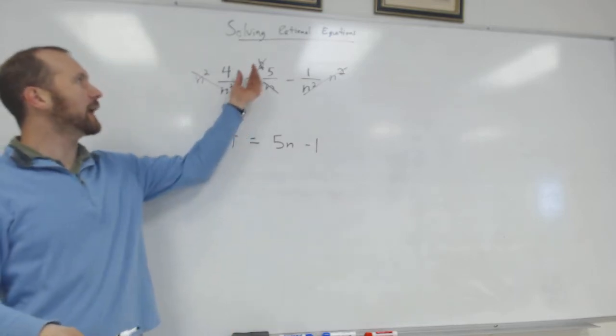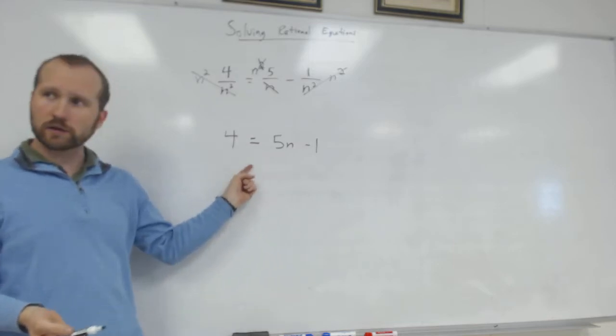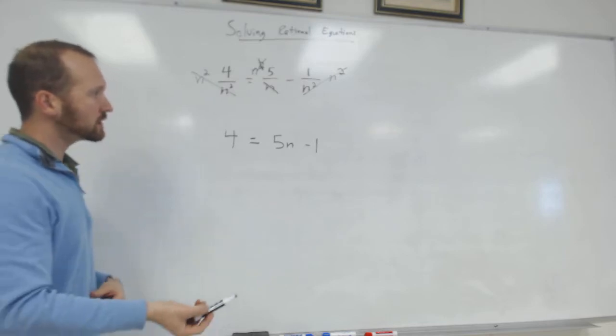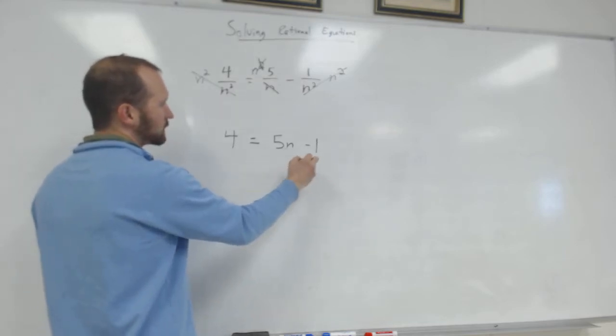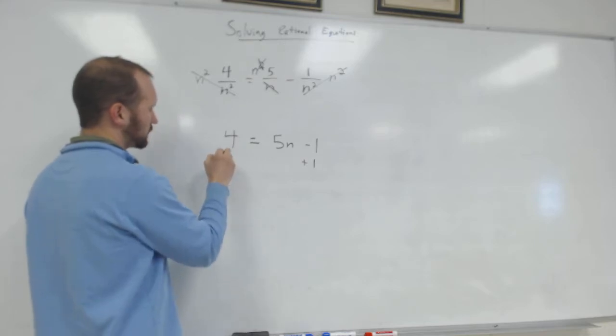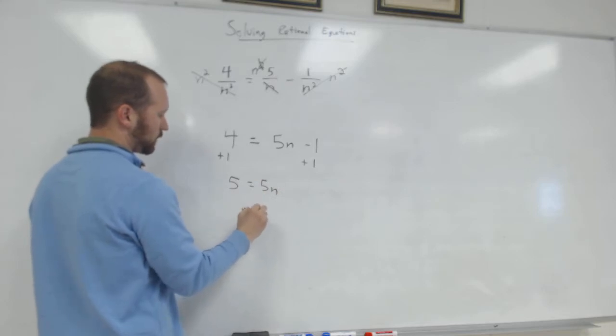So I had kind of like an n left over in a way, right? But this is still a linear equation. So it's still not a quadratic. It's just now a two-step equation. So I'm going to add 1 to both sides. 5 equals 5n, so n would equal 1.